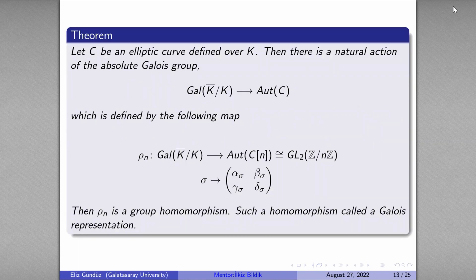Before, we talked about elliptic curves, and we talked about the Galois group. Now I want to combine these two together. Let C be an elliptic curve defined over a field. Then the absolute Galois group acts naturally on the n-torsion of the elliptic curve, which is defined by the following map. Then we will show that rho n is a group homomorphism, and we call such a homomorphism a Galois representation.